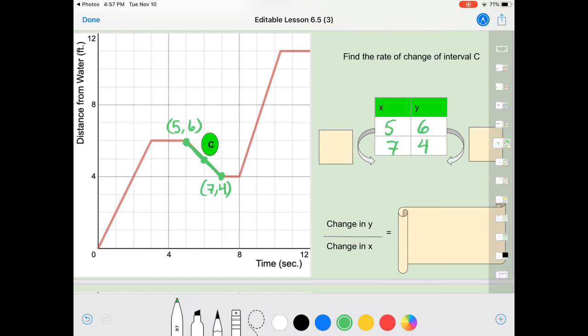To get from 6 to 4, we have to subtract 2. So our change in y is -2. The change in x, to get from 5 to 7, we have to add 2. Change in x is +2. So -2 divided by +2 is -1 feet per second. What does that -1 mean? That just means the turtle changed direction, and now he's walking back toward the water.